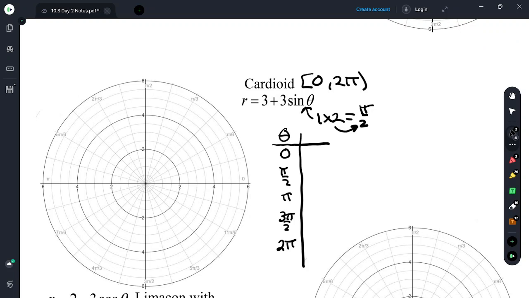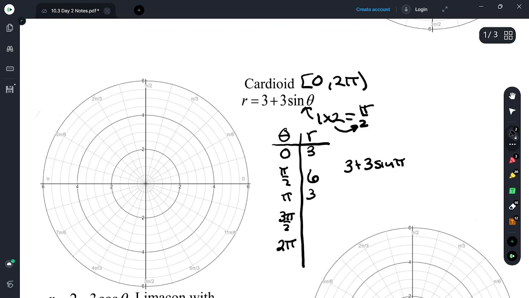Now when we plug 0 in, sine of 0 is 0, so we have 3. Now this is the r. Pi over 2, sine of pi over 2 is 1, so this is going to be 6. Sine of pi is negative 1, so that's going to be 0, because you end up with 3 plus 3 sine of pi. Sine of pi is, oh no, that's going to be 3. I got it. Good thing I checked it. 3, 6, that'll be 3.